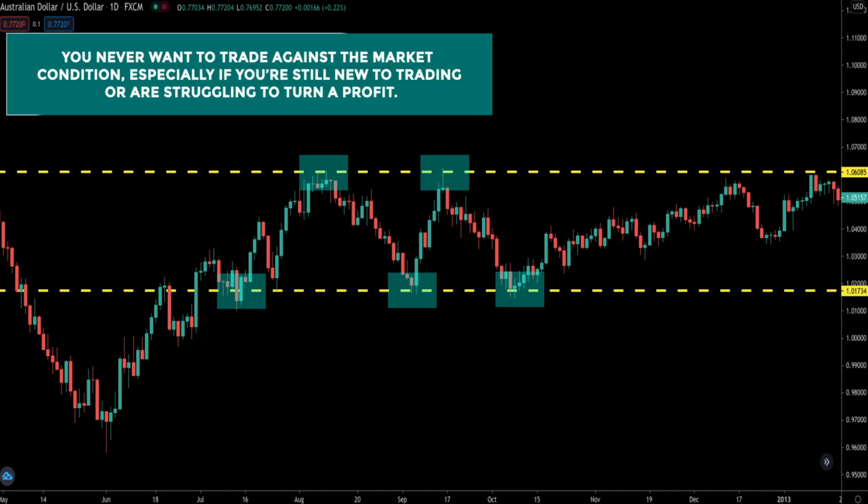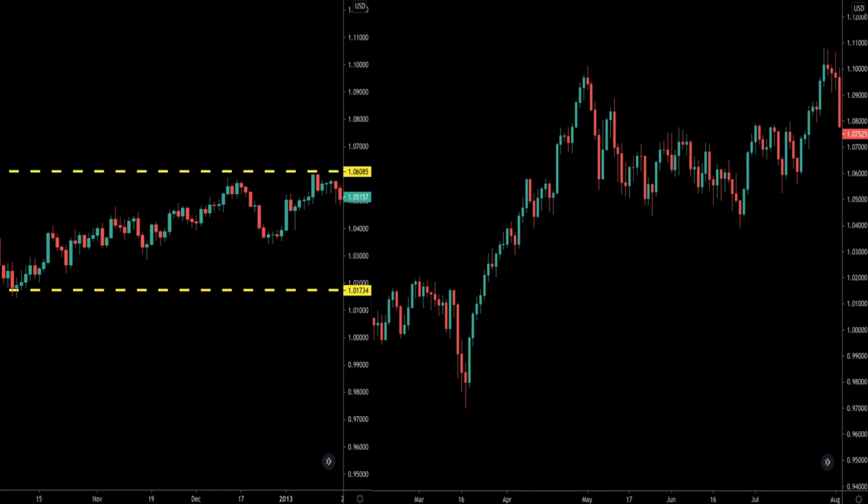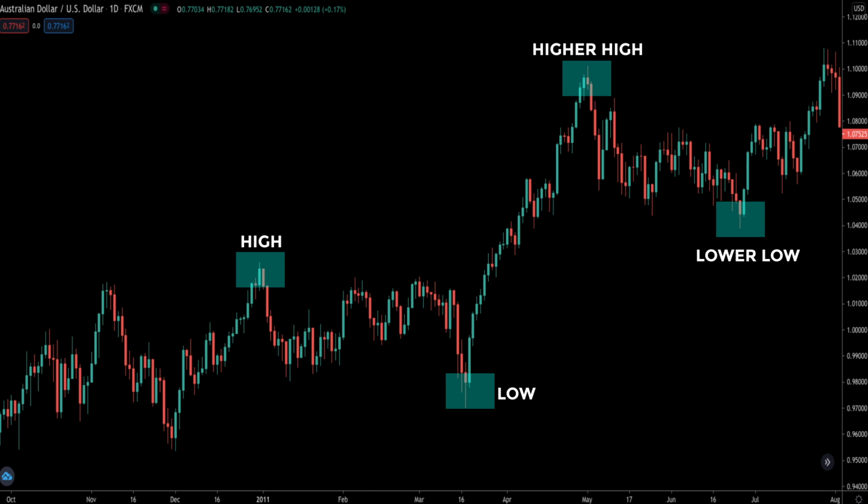You never want to trade against the market condition, especially if you are still new to trading or are struggling to turn a profit. Sticking with the market condition is the easiest way to make money. So focus on mastering this first and don't trade contrary to the market condition. So in this case, the price is bullish and we know that we want to buy.